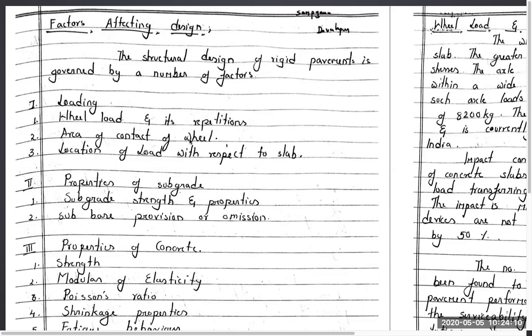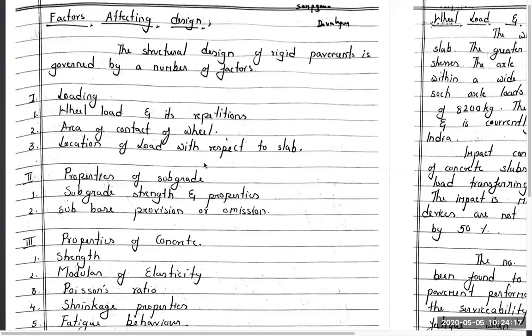Area of contact of wheel, fine. Location of load with respect to the slab. So these are some of the factors which we consider while designing the pavement.